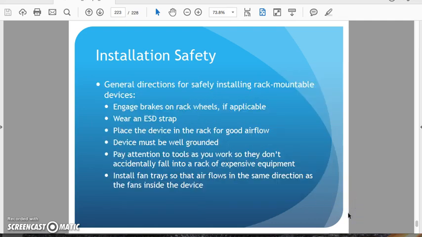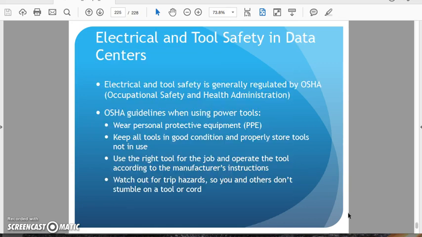Just so you're aware. So yeah, they talk about, again, wearing electrostatic straps, and making sure you're grounded, paying attention to where your tools are, those kinds of things. So just some good reminders about safety.